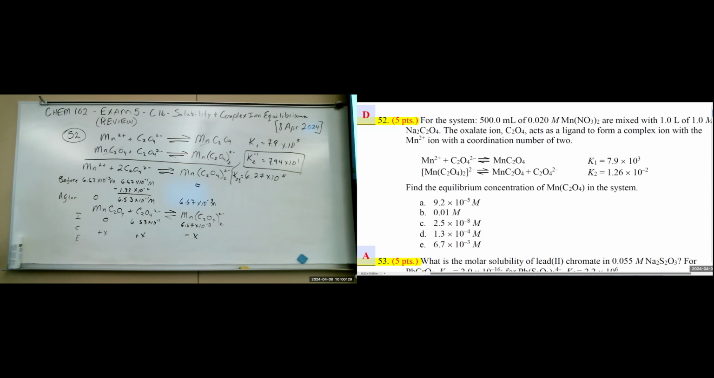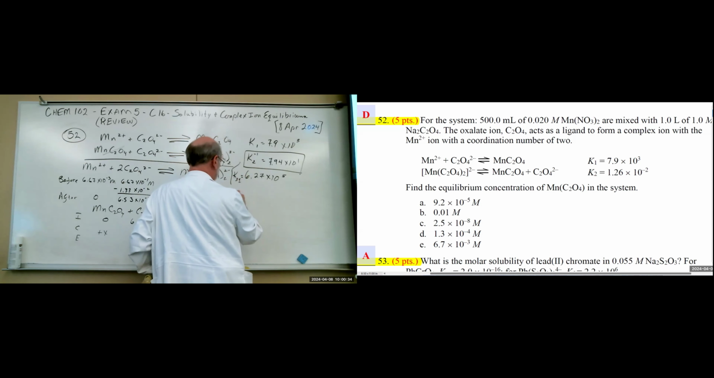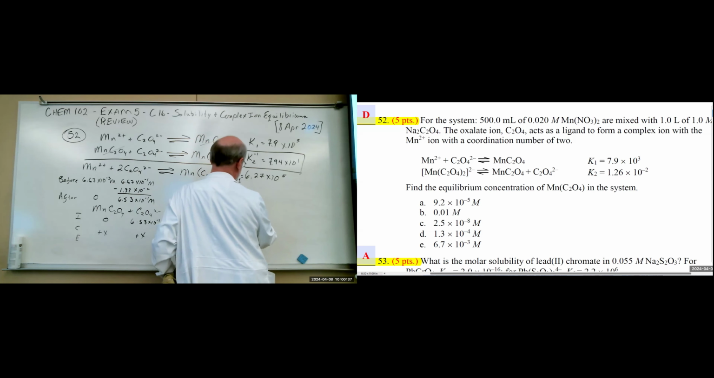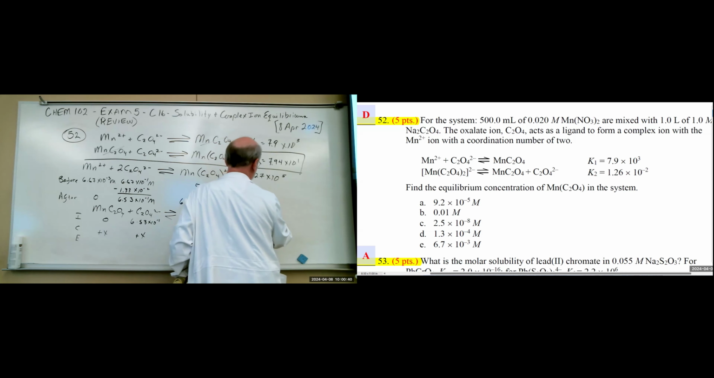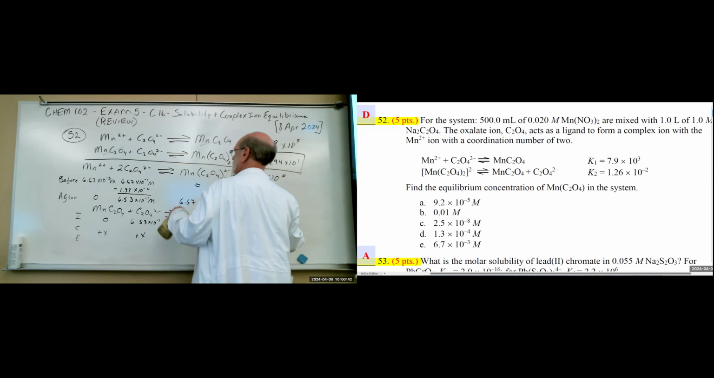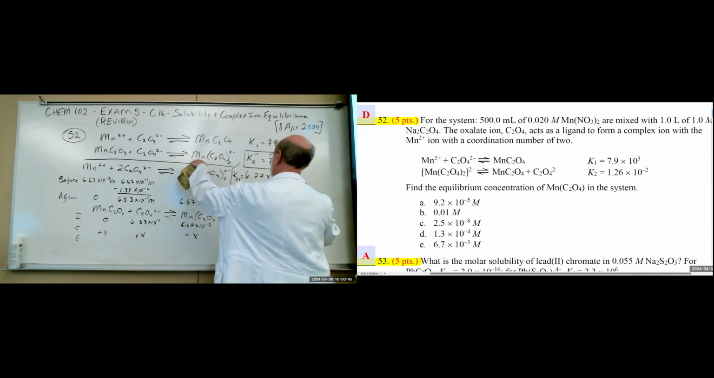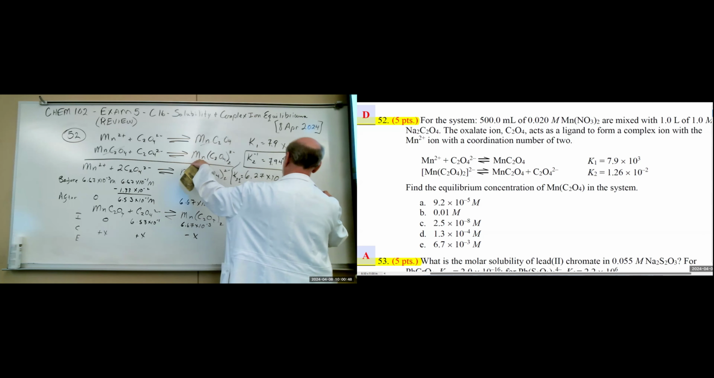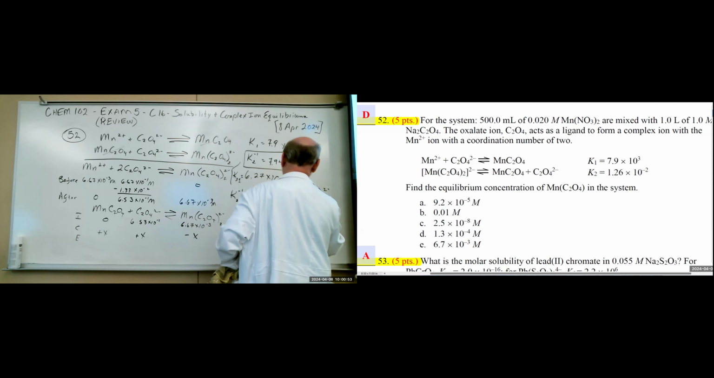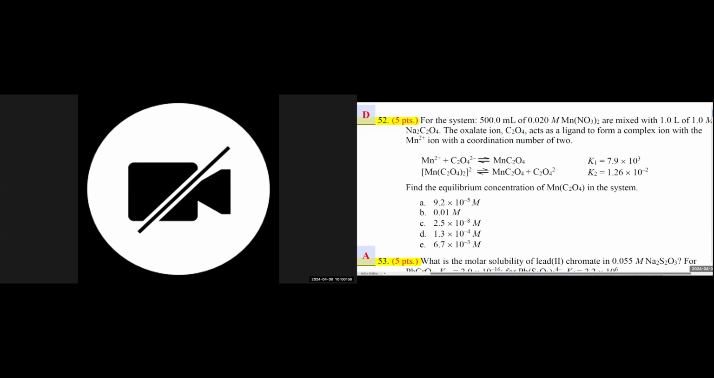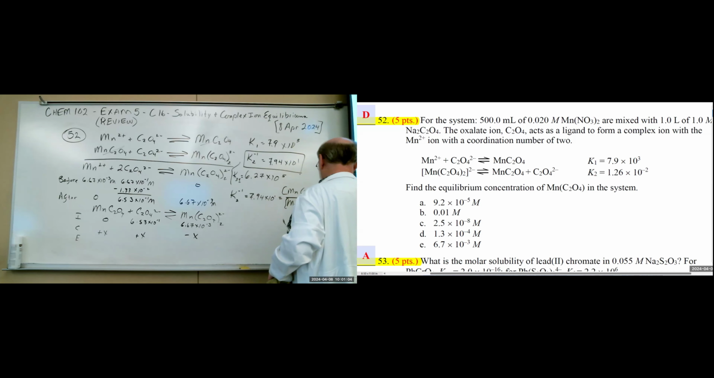You know what? I think I'm making this harder than it needs to be. What is this K? K minus 1, the inverse there, is equal to this one, divided by this one, and times this one. Here we go.